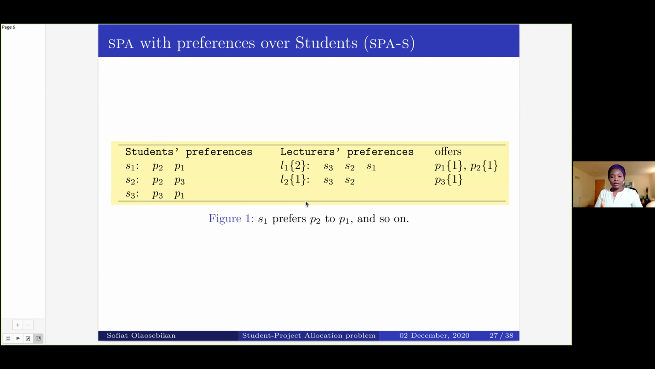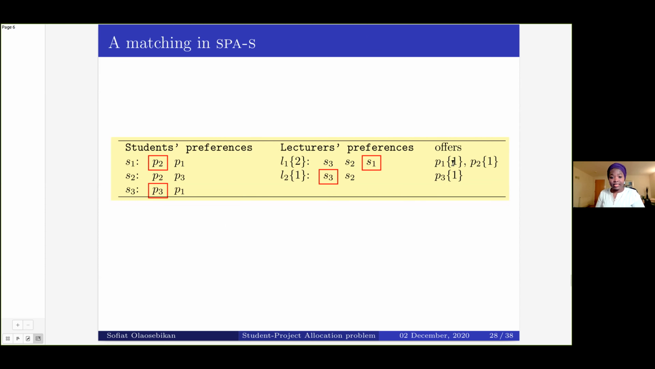Earlier we saw SPA-P, which is the case where lecturers have preferences over projects. And here, it's the case where the lecturers have preferences over students, as you can see on the screen. And the lecturer capacities are here in square brackets. So lecturer 1's capacity is 2 and project 1's capacity is 1. And again, what we seek here is a stable matching.